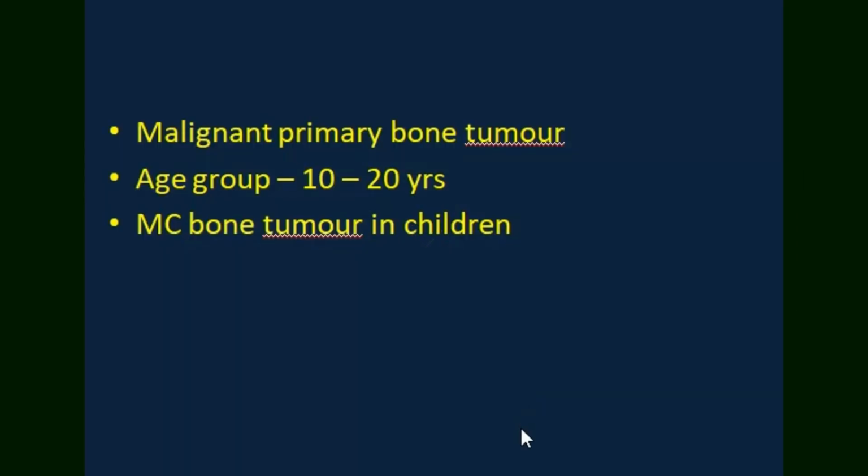Hello everyone. In this video, I will talk about a topic which is very important from the theory point of view as well as from the entrance exam point of view, which is osteosarcoma. Now, osteosarcoma is a malignant primary bone tumor. It is malignant and it arises from the bone. The main age group that it's seen in is 10 to 20 years. So it will be seen mostly in children of 10 to 20 years of age, and it is the most common bone tumor in children.